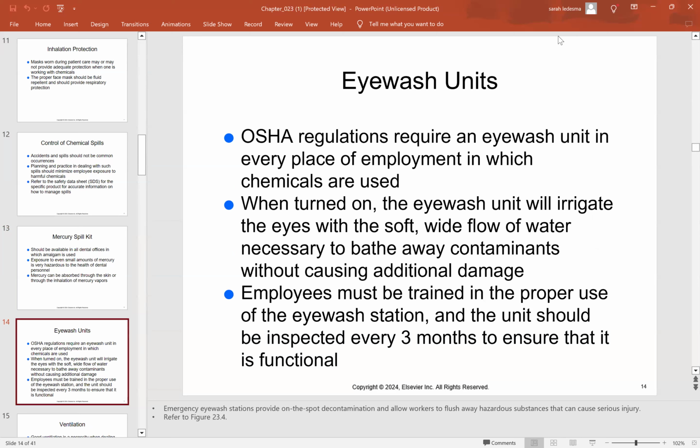Eye wash units are a requirement of OSHA. They should be in every place of employment in which chemicals are used. When turned on, the eye wash unit will irrigate the eyes with a soft but wide flow of water necessary to bathe away contaminants without causing any additional damage. As an employee, you should be trained in the proper use of the eye wash station. We also want to make sure that we're regularly inspecting the eye wash unit every 3 months to ensure that it is ready to go and functional.